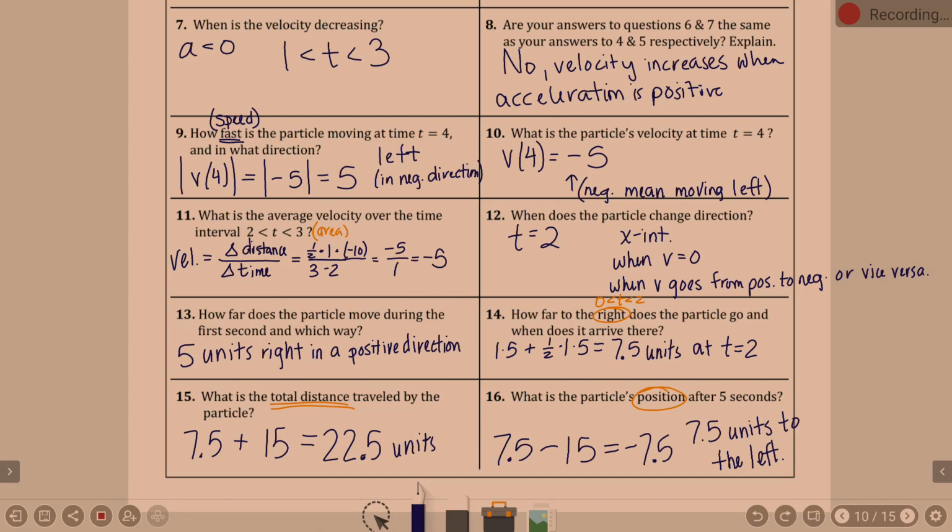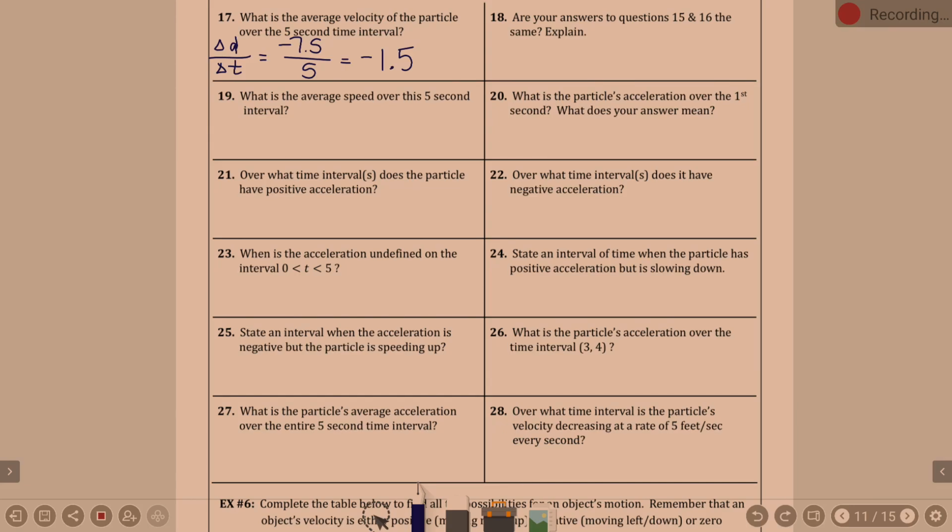A good vocabulary word here is displacement. Total distance is all the stuff, all the times you go forward and backward. Displacement is just how far it is from my beginning point to my ending point. So the answer here is no. I'm going to say total distance versus displacement.